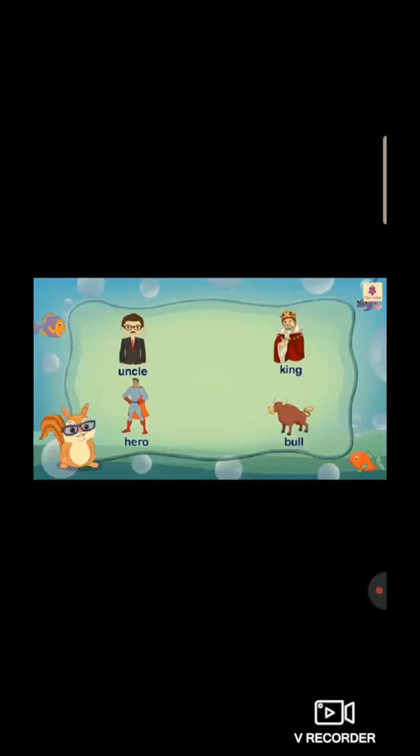Students, the pic which is flashed on your mobile phone, you can see the pic? Yes. So I am going to ask you the question. I want the answer from your side. First one is uncle, then king, hero, bull. Which gender is it? Yes, you are right. This is a male gender. And male gender we call masculine gender. Very good, students. Now move to the next one.